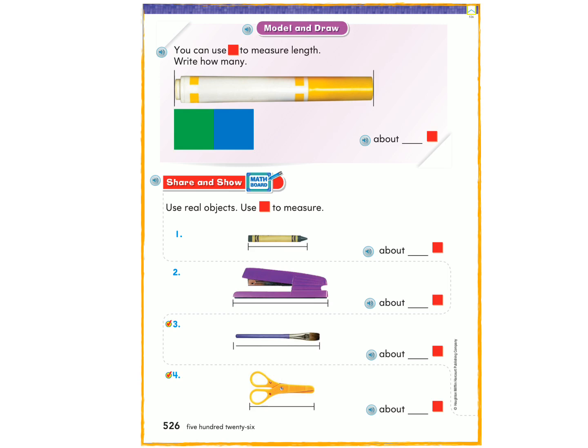And now, let's move to our book, page 526. We can always use any object we have to measure the length. And this will be our non-standard unit. We will start explaining how to solve share and show questions. And we'll start with the first example.